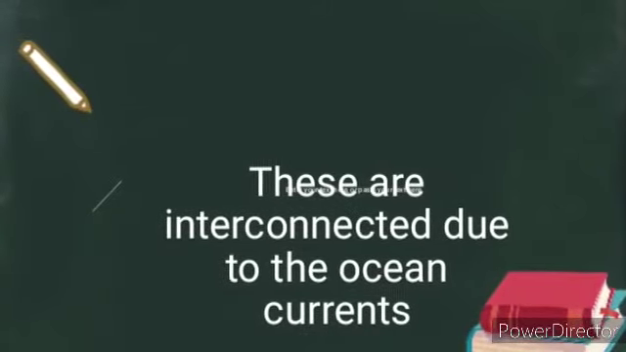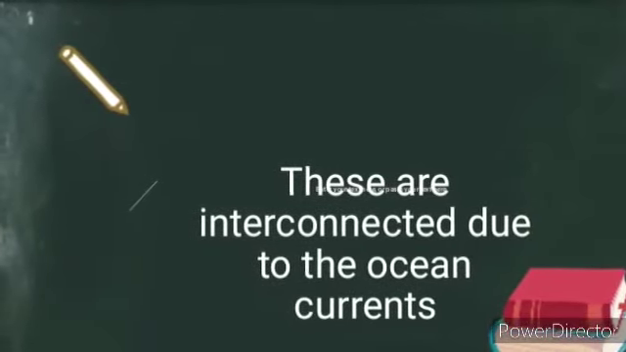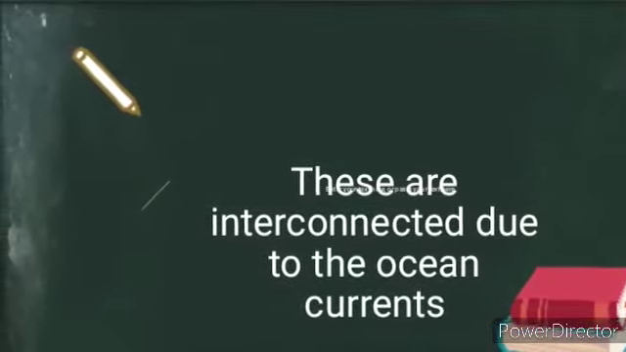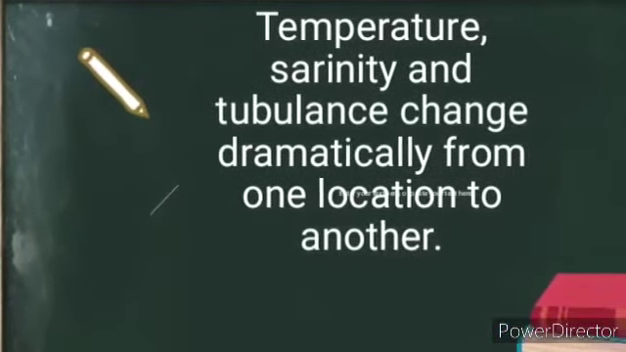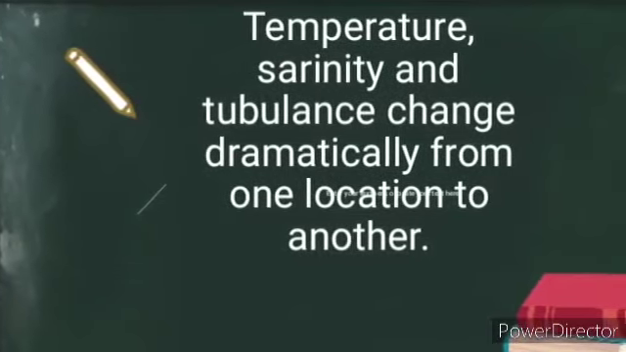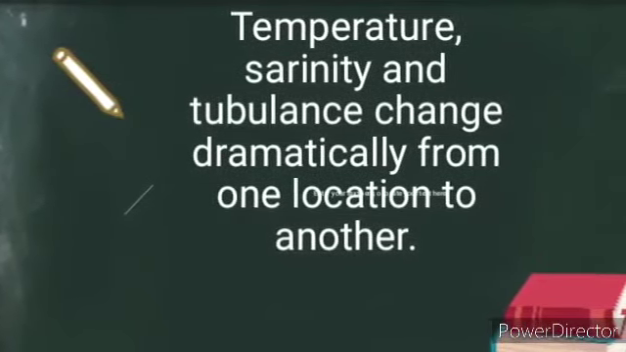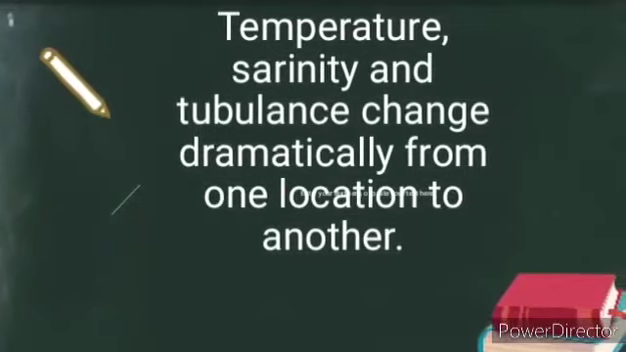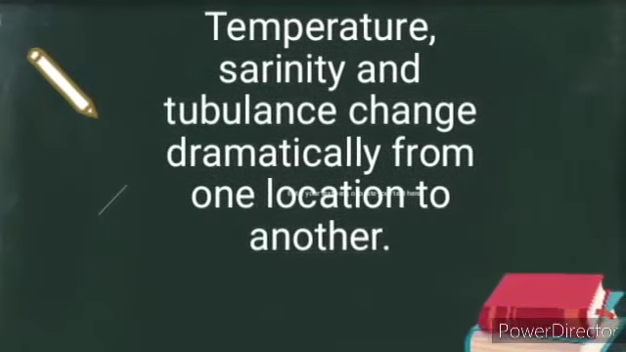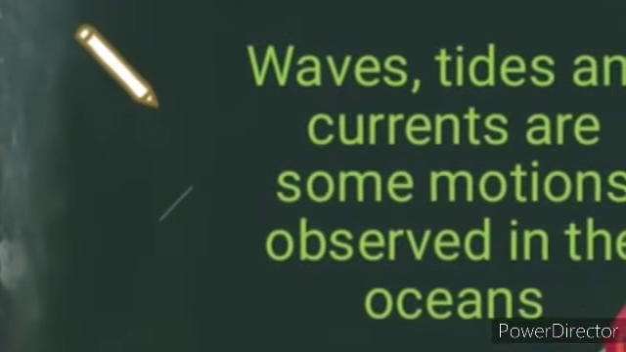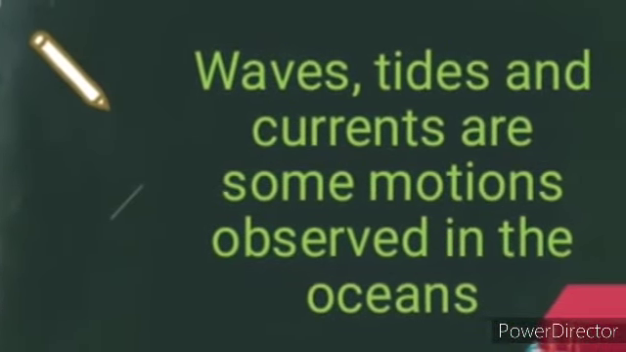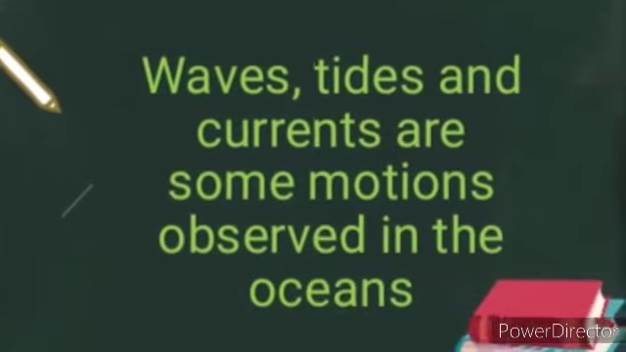Earth's oceans are believed to be basically the same below the first 200 feet. Above this depth, where sunlight reaches, characteristics like temperature, salinity, and turbulence change dramatically from one location to another. Ocean water is salty because of salts dissolved in it. Waves, tides, and currents are some motions observed in the oceans.